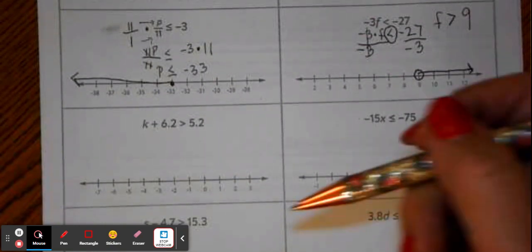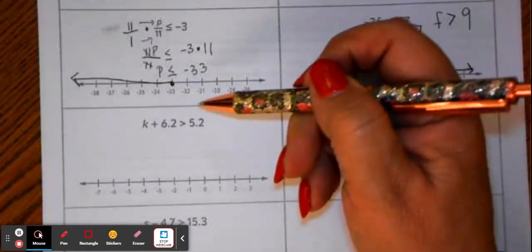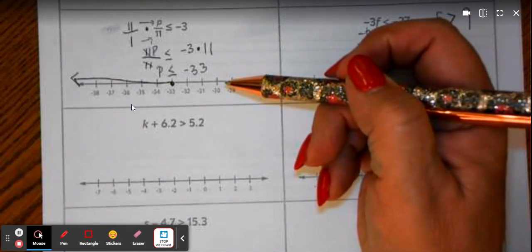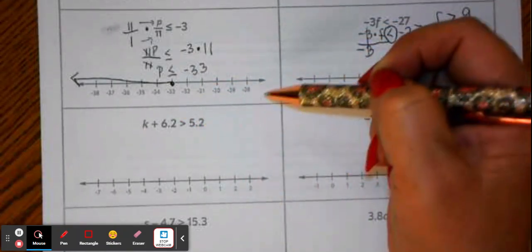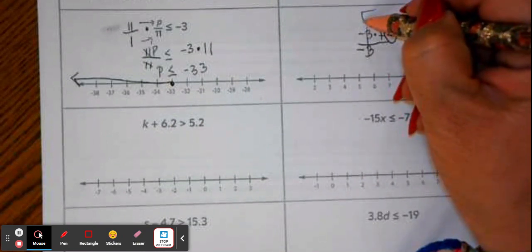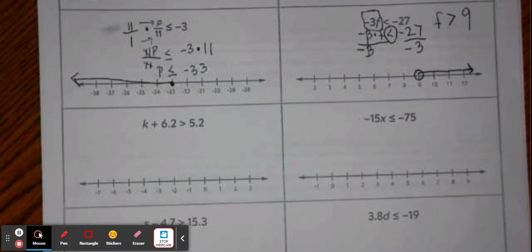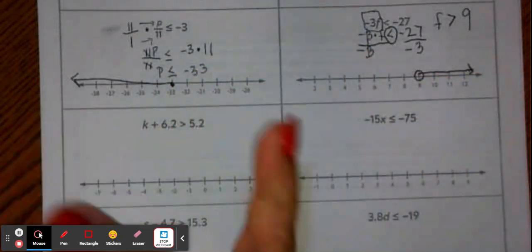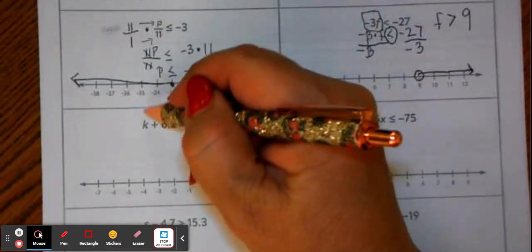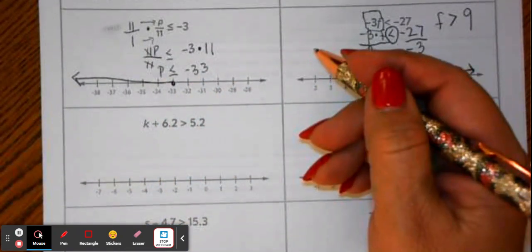All right, now let's look at this one. We have k plus 6 and 2/10 is greater than 5 and 2/10. I'm going to do the same thing. As a matter of fact, I should have boxed in, remember, that's called my coefficient. I should have boxed that in just to get into that habit.